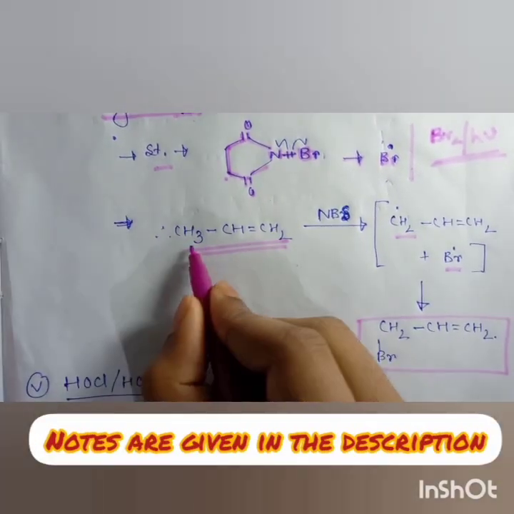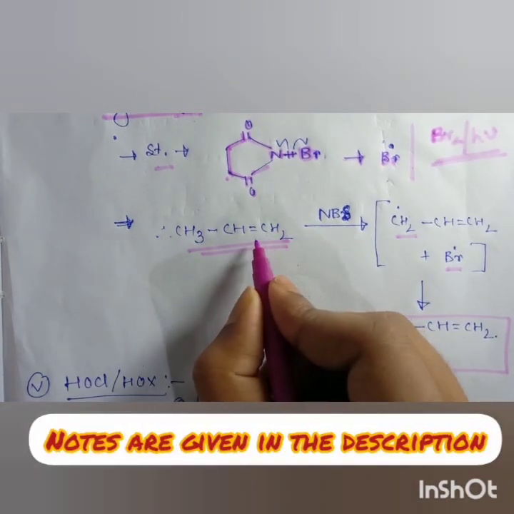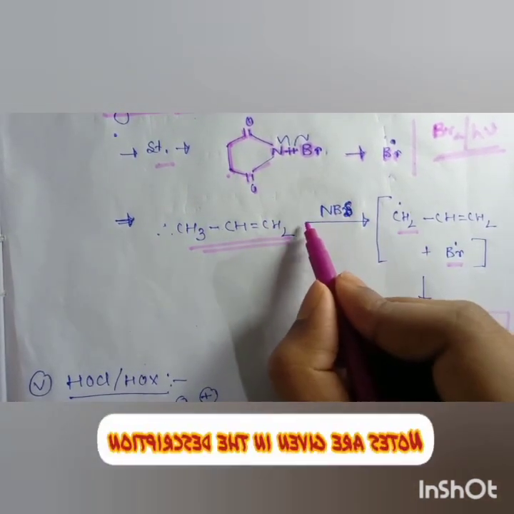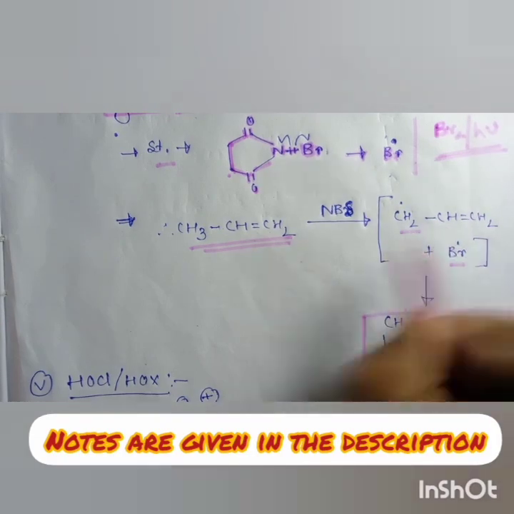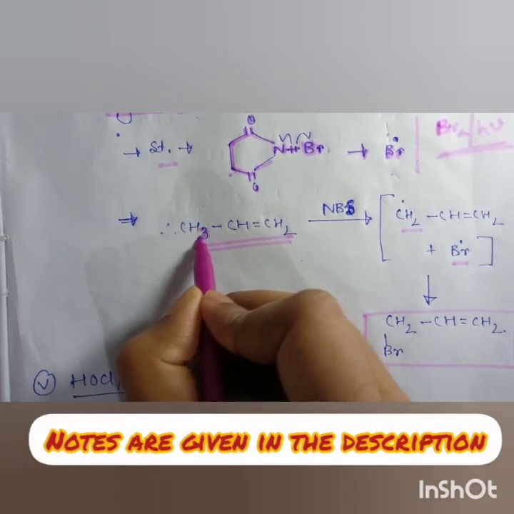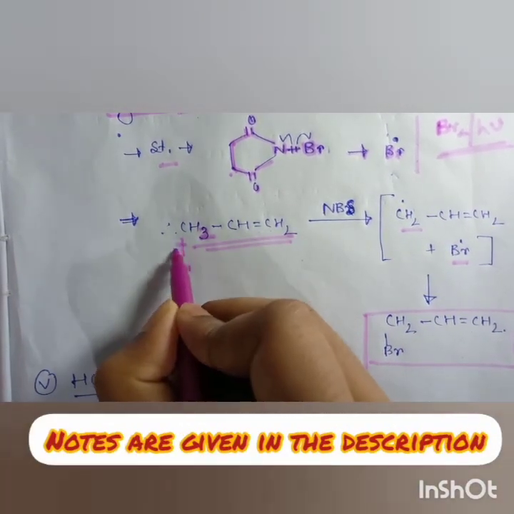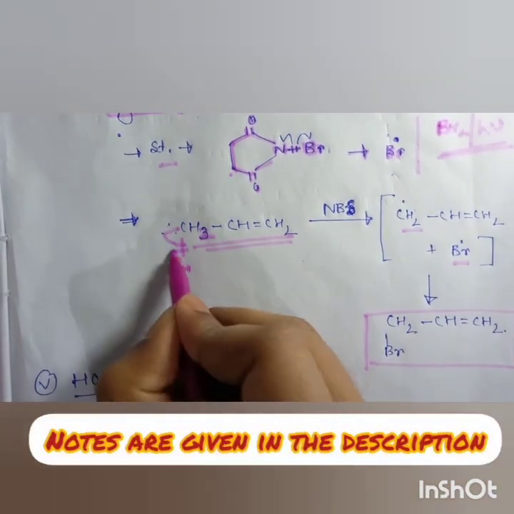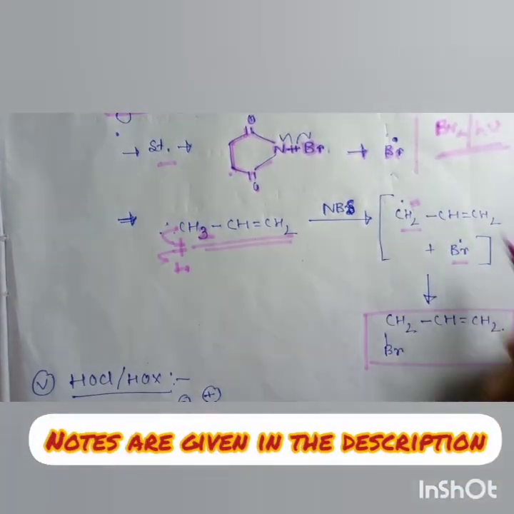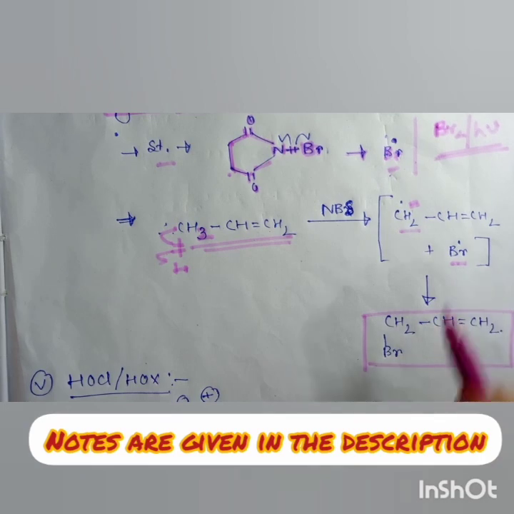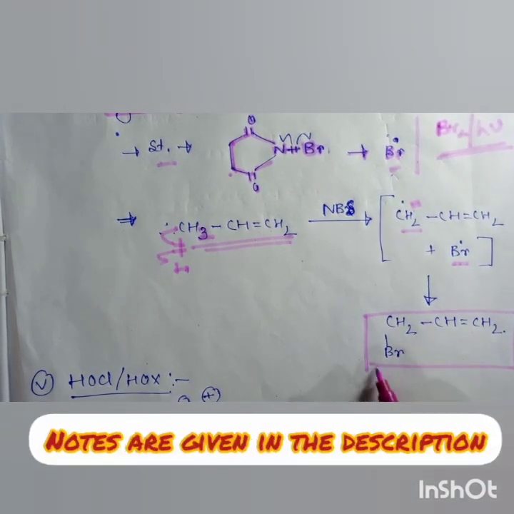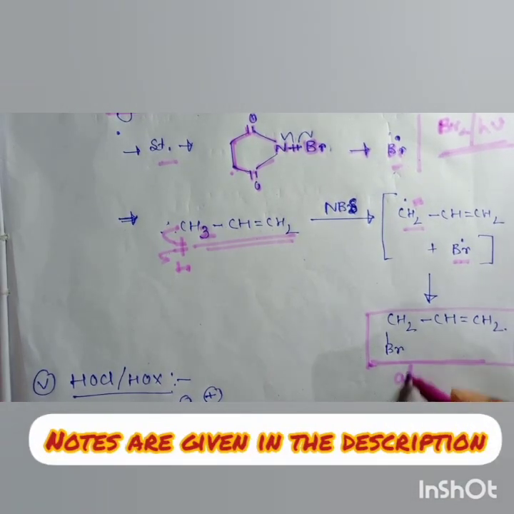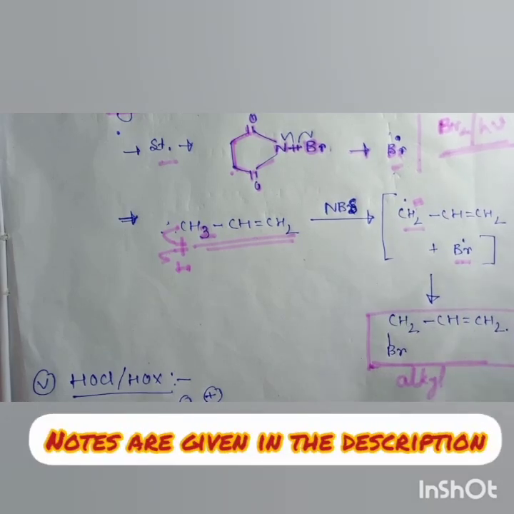In this case, CH2 bond CH double bond CH2. Here the hydrogen bond breaks into two parts forming a radical, and from here the Br radical and this radical both join and form an alkyl bromide.